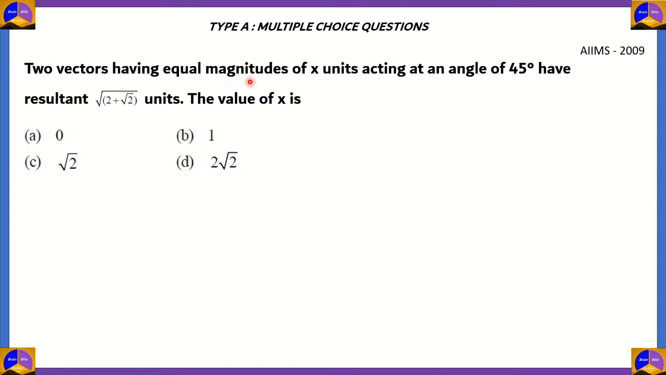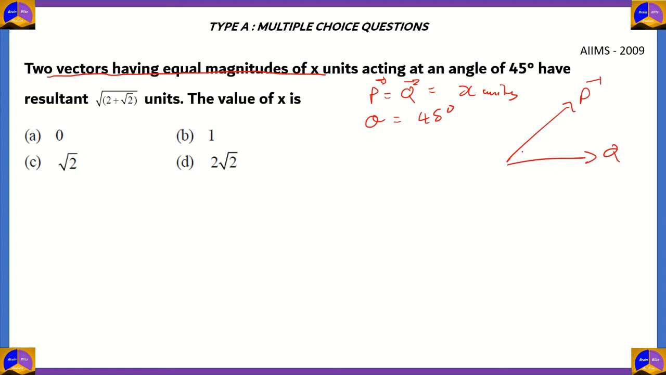Two vectors having equal magnitudes of x units act at an angle of 45 degrees, and they have their resultant as the root of 2 plus root 2 units. We need to find the value of x. So how do we solve this question? Now in this question we have two vectors having equal magnitude x. So vector P is equal to vector Q is equal to x units. And the angle between them, theta, is 45 degrees. So you have P, you have Q, and the angle between them is 45 degrees.